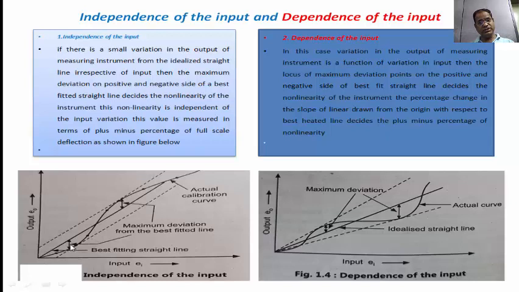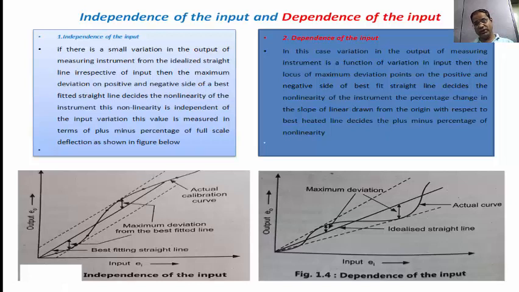So it is independence of input, which means the deviation goes to plus and minus. But what about dependence of input? You have the actual curve, like this. But if you see, the maximum deviation for this is small. If you go further here, the maximum deviation is this. It is large over here.